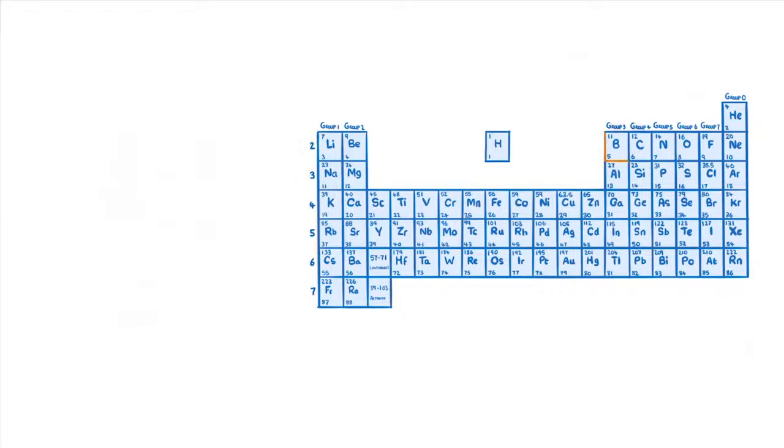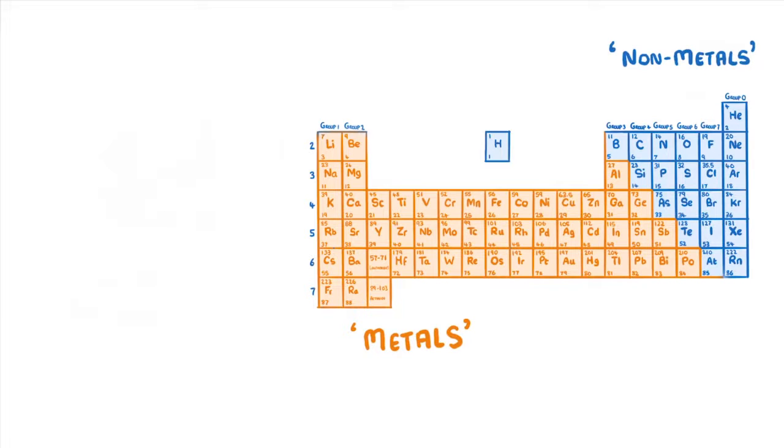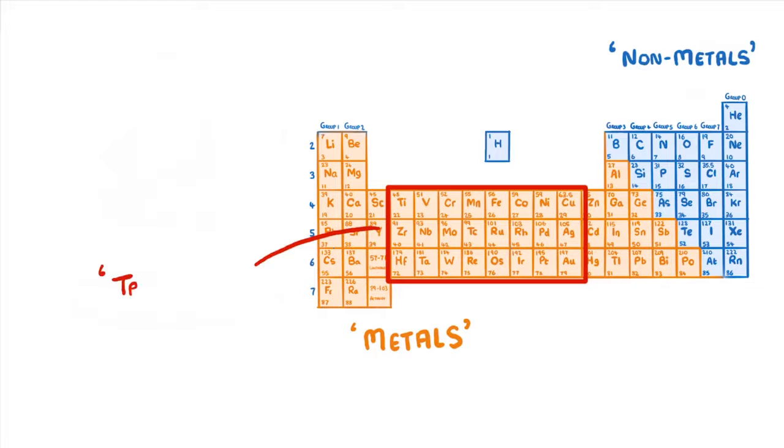Sometimes you might see a zigzag line running here, from aluminium to polonium. This line separates the metals, which include everything to the left in orange, from the non-metals on the right, still in blue. So as you can see, there are lots more metals than there are non-metals. And in the middle of the metals, there's a special block of elements, which are known as transition metals. We'll take a closer look at what these are in another video, just like we'll take a closer look at the group 1, group 7 and group 0 elements, and the differences between metals and non-metals.